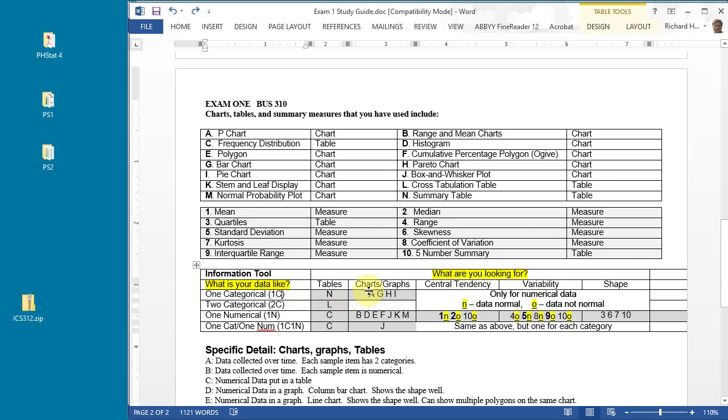What we want is a chart. The A chart is for quality control, where we take a series of samples over time. If that's not it, we just have one sample of 50. G is a bar chart. That's useful. It allows us to see differences between the different categories. It doesn't order them though, like the Pareto does. H would be a Pareto.